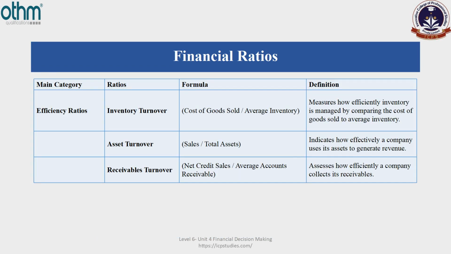Then we have efficiency ratios, and we have three ratios in it, that is inventory turnover, asset turnover, and receivable turnover. If you talk about inventory turnover, then it measures how efficiently inventory is managed by comparing the cost of goods sold to average inventory. If you talk about asset turnover, then it indicates how effectively a company uses its assets to generate revenue. If you talk about receivable turnover, then it assesses how efficiently a company collects its receivables.